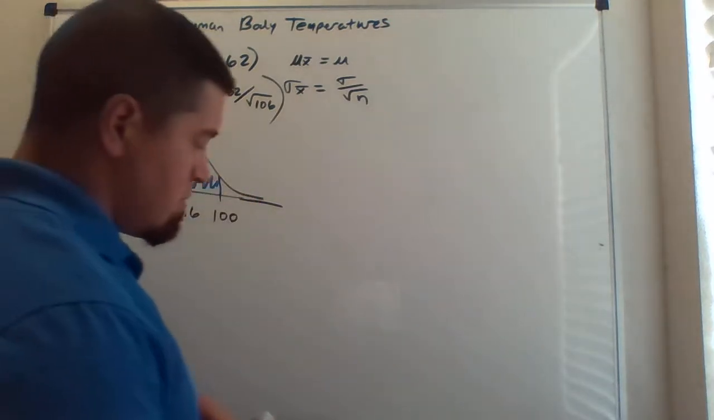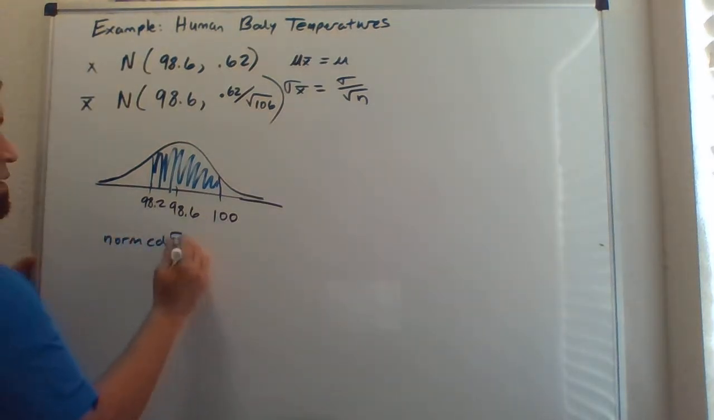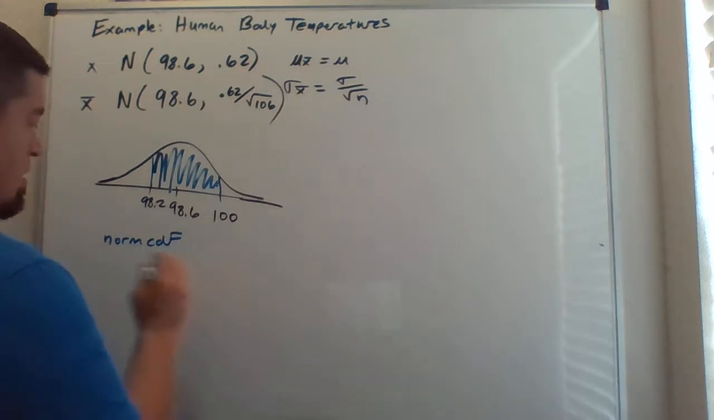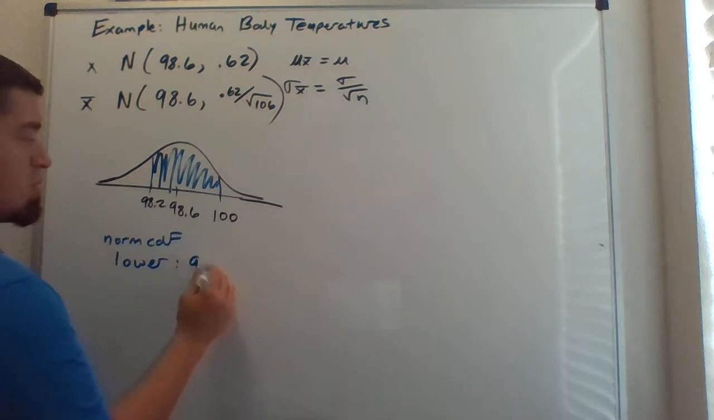Okay. So how would I do this? Same as we did before. We would take normal CDF. Okay. And the lower would be 98.2 this time.